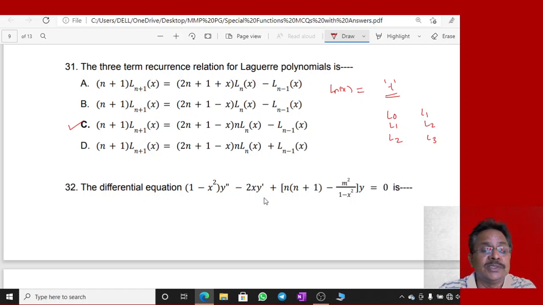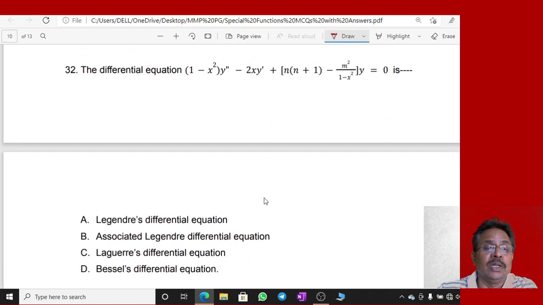And likewise higher ordered Laguerre polynomials can be obtained by using this three terms recurrence relation, and the correct recurrence relation for the Laguerre polynomial is given by option C, which is n plus 1 Ln plus 1 of x is equal to twice n plus 1 minus x into n multiplied by Ln of x minus Ln minus 1 of x. So knowing the previous two members of the Laguerre polynomials, the next member or the new member of the Laguerre polynomial can be obtained by this particular recurrence relation, which is called the three terms recurrence relation for Laguerre polynomial.